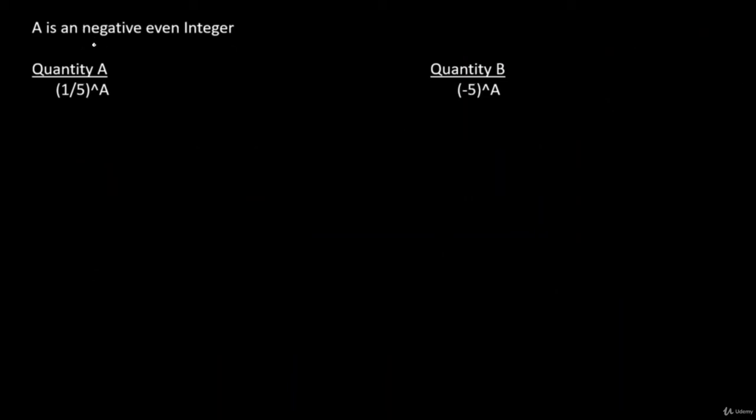Let's do this question. A is a negative even integer. Quantity A is 1 by 5 to the power A and quantity B is minus 5 to the power A. Pause the video, give it a try, and then let's do it together.